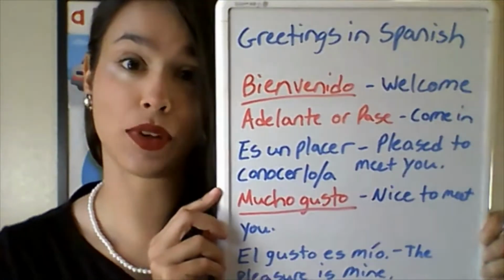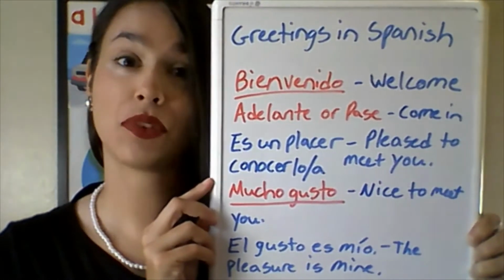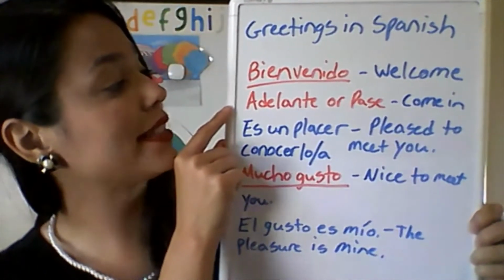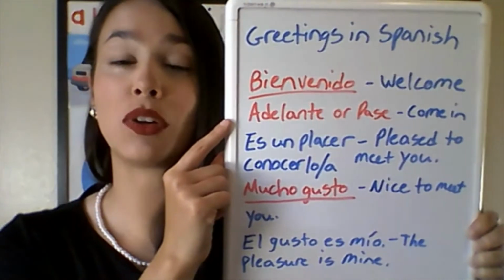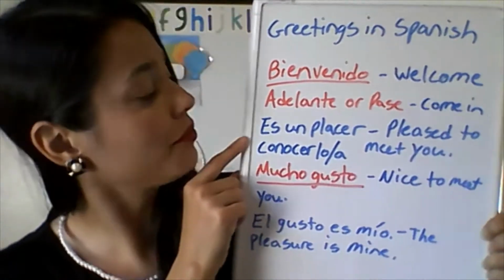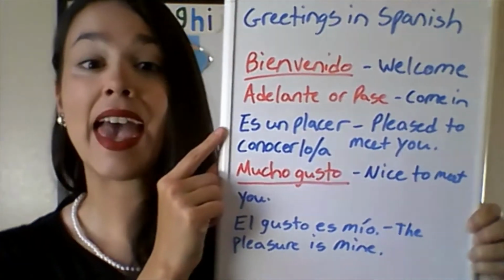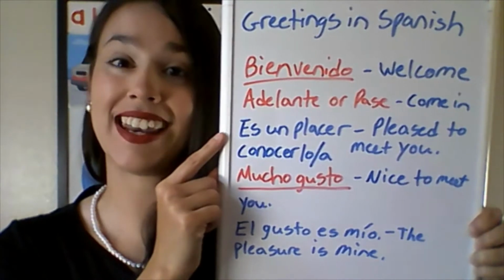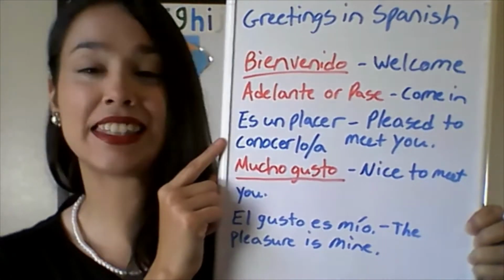Alright, so we have our first one, bienvenido, which means welcome. The next phrase, adelante or pase, is a phrase you will use when greeting someone at the door. It means come in. The next phrase, es un placer conocerlo, masculine, or conocerla, feminine. It's a pleasure to meet you.